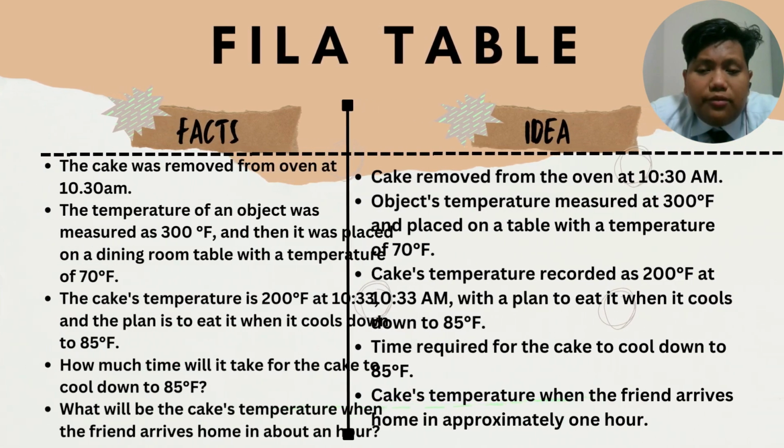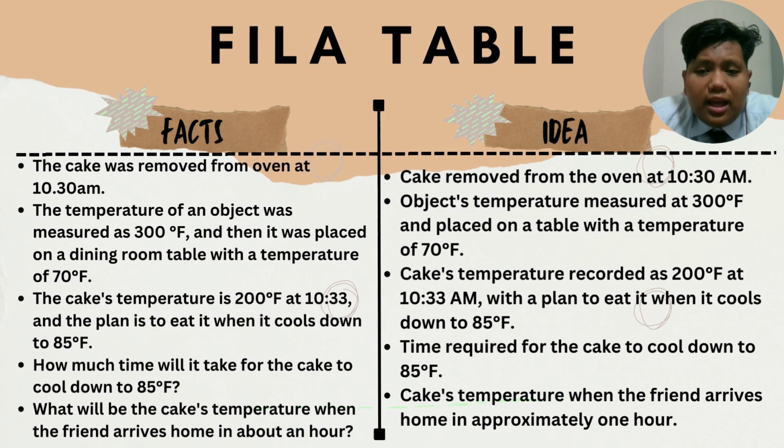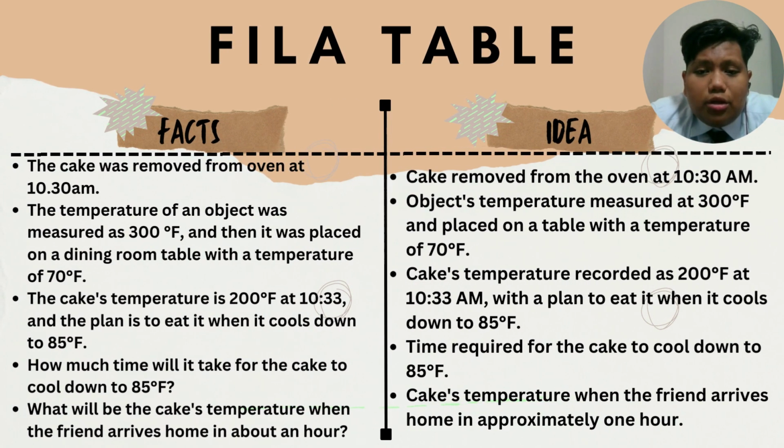I will state the facts first. The cake was removed from the oven at 10:30 am and the temperature of the object was measured as 300 Fahrenheit, and then it was placed on a dining room table with a temperature of 70 Fahrenheit.